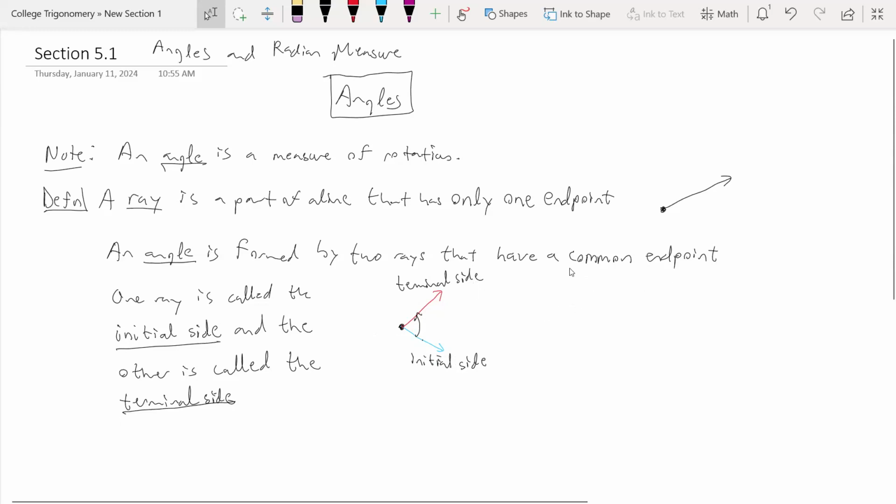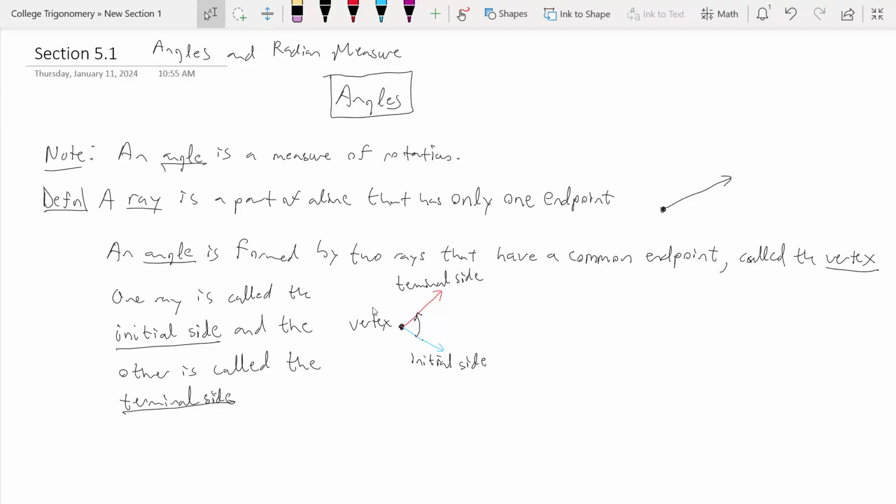All right, now this point over here, this common endpoint of these two rays, right? That's called the vertex. Vertex. Okay. So I'm going to label this part right over here as the vertex. And so I'll refer to the initial side and the terminal side and the vertex quite often. Okay. So I just want to throw those definitions out there in case we maybe forgot them or never seen them before, right?